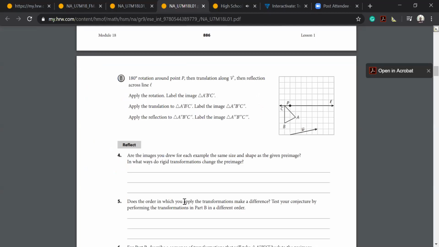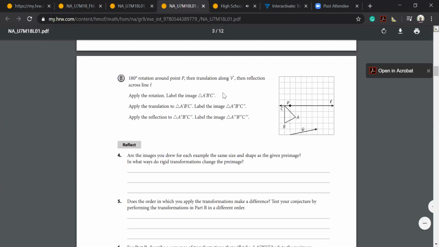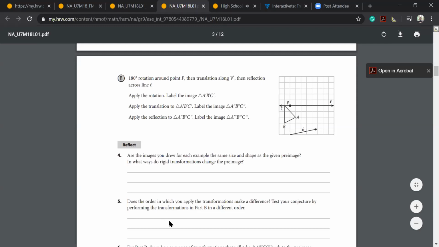Okay, question 5. Does the order in which you apply the transformation make a difference? Of course, it makes a huge difference. So yes, here we are just going to write yes. In number 5, just write yes.